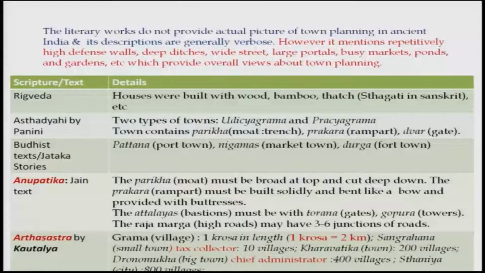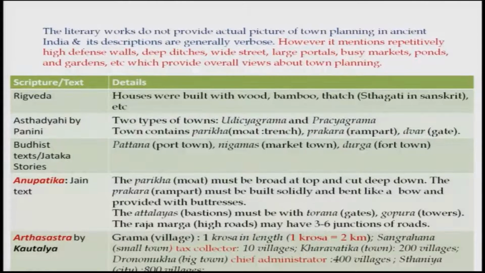And one can say that basically a town may consist of gramas or villages at that time. And when he talks about town, he also uses certain words like parikha, which means a moat or a trench, prakara is basically a rampart, and dwara means gate. These are the parts of the fort areas which will be fortified.